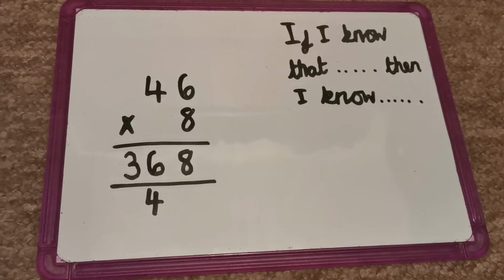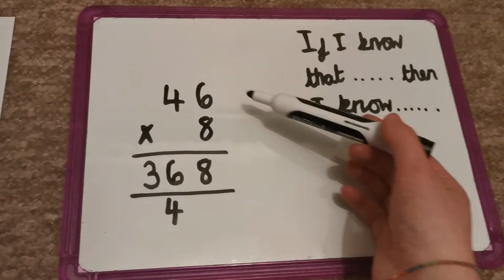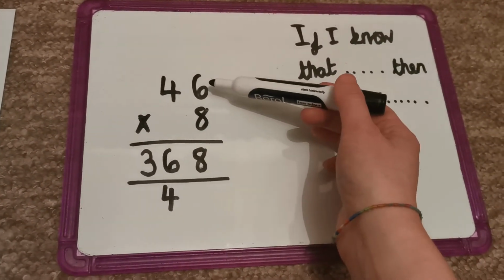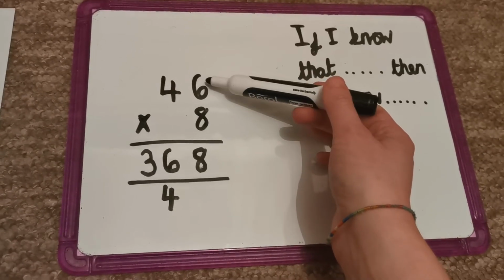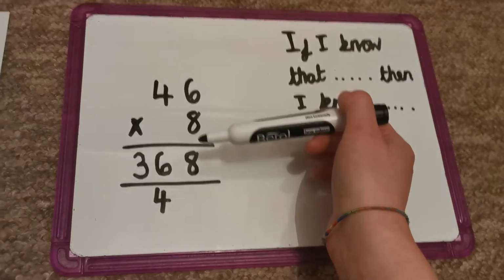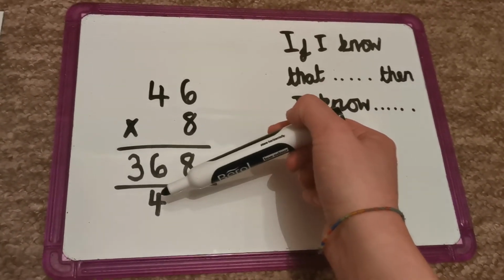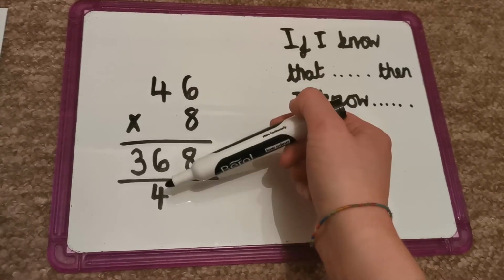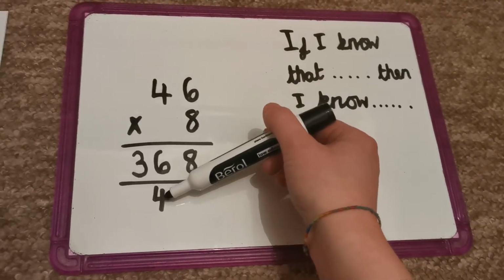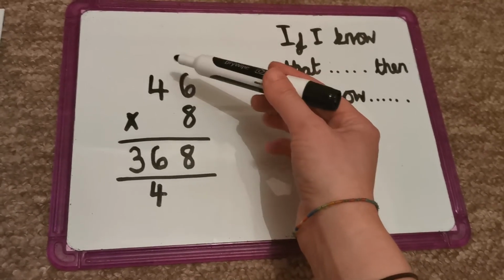So 46 multiplied by 8 is 368. What you need to remember is that you're multiplying the ones first. So you need to multiply this number by this number first, and then you're going to have extra tens today. So you're going to have to regroup your ones and place your extra tens down here. And don't forget, you must count them when you're working out the next part.